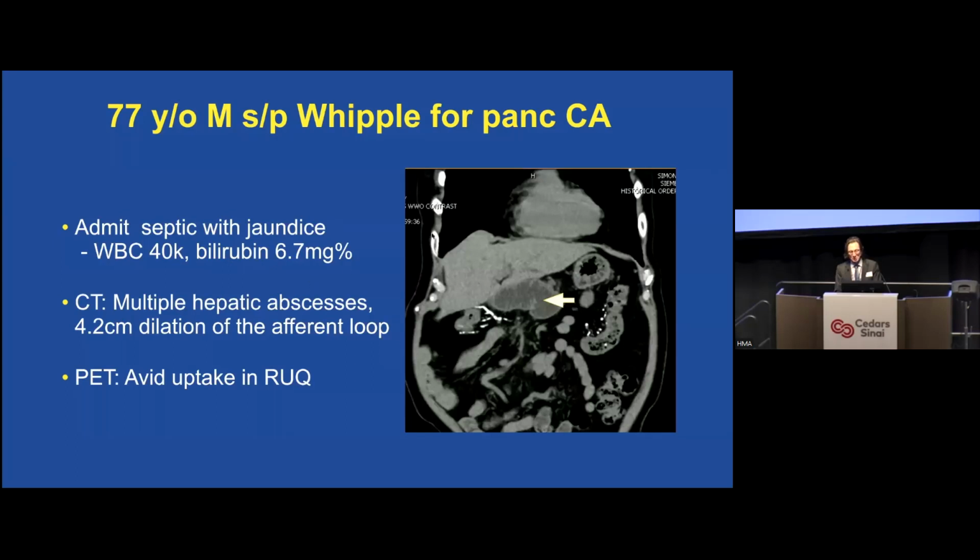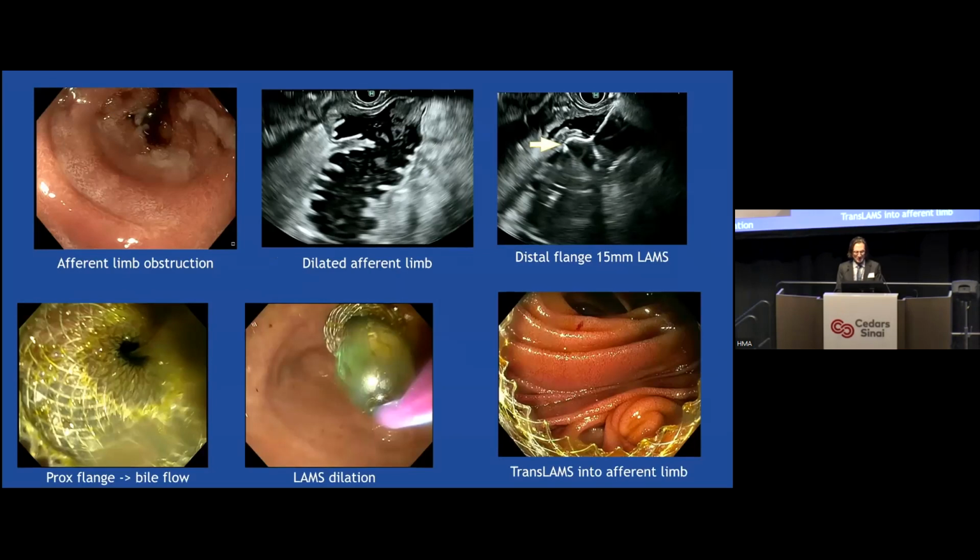CT also showed multiple abscesses in the liver. The afferent loop is dilated to 4.2 centimeters, and the PET scan showed avid uptake in the right upper quadrant. Here you can see the obstruction at the inlet to the afferent limb. On EUS, we see the markedly dilated afferent limb across from the stomach. And we then proceeded to place a 15-millimeter LAMS.